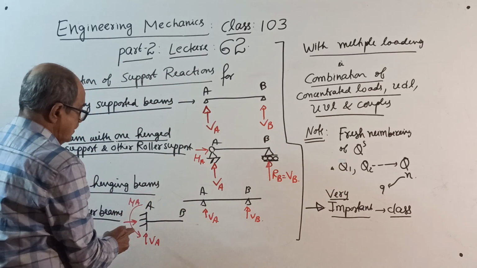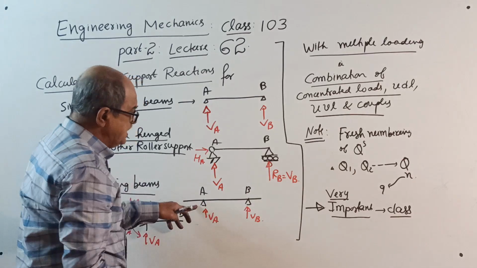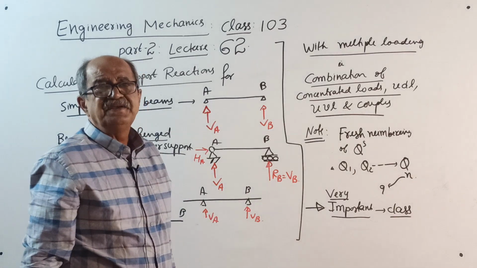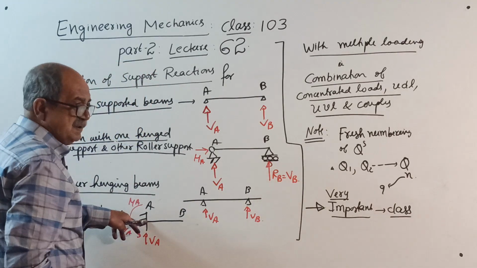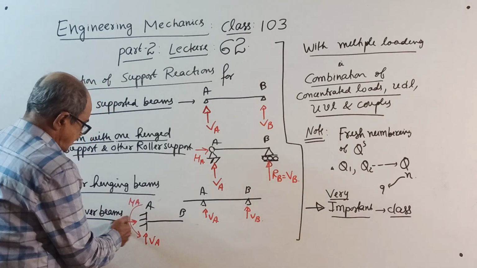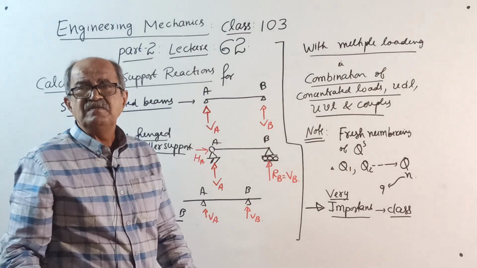Overhanging beams. See, a beam is usually simply supported. Suppose one hinge is given, you will have a horizontal reaction. Then cantilever beams: fixed support, free end, with vertical, horizontal and reacting moment. Here the directions I have written randomly.